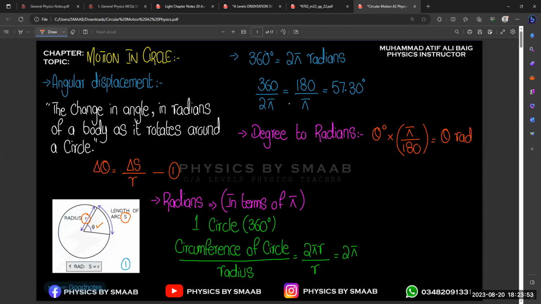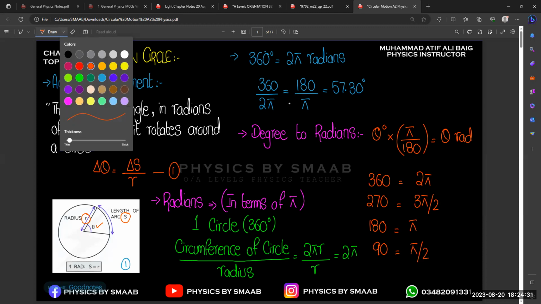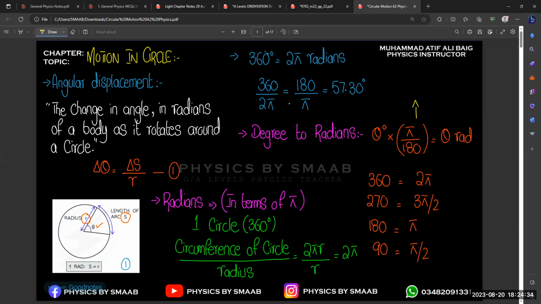Okay. And there are some famous values like 360 is equal to 2 pi. And if we consider 270, so 270 will be equal to 3 pi by 2. You can just simply calculate by using the above equation. 180 will be equal to only pi, because that is already half. And 90 will be equal to pi by 2. Okay. So this is the concept. Any confusion? No.